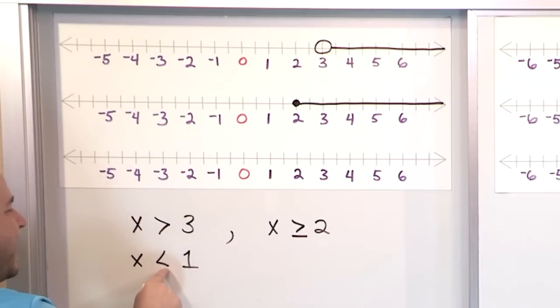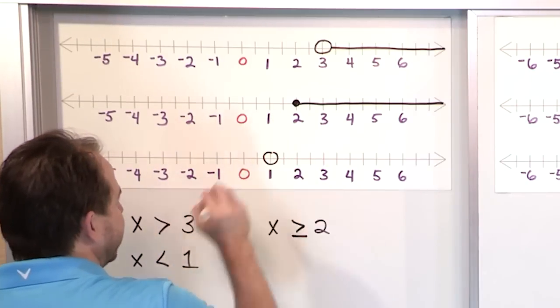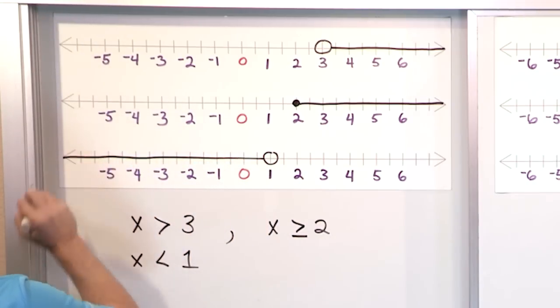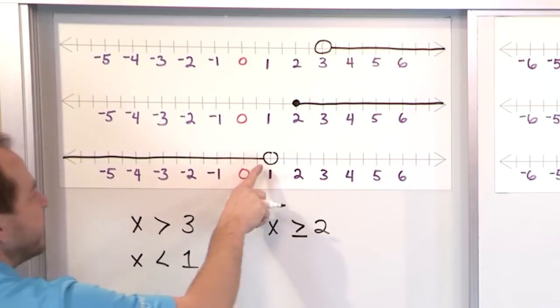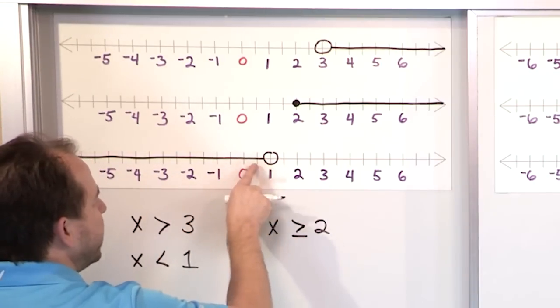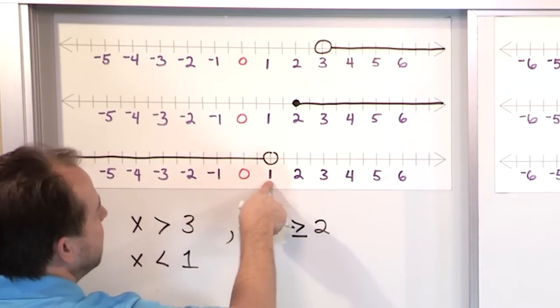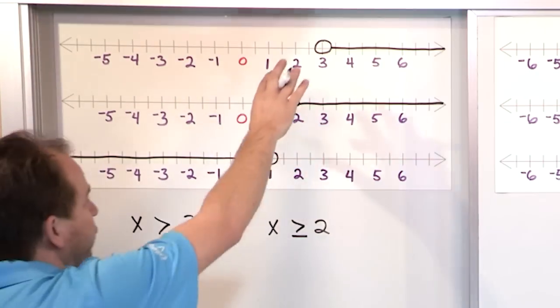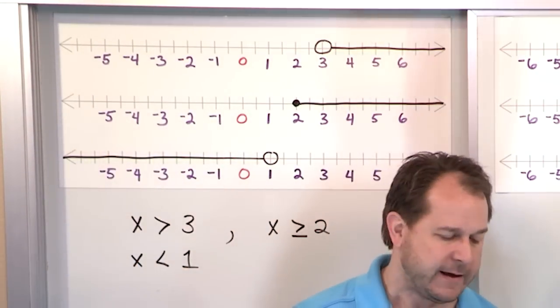It's less than, but it's not equal to 1, so we put an open circle here, and we shade everything to the left. All of these numbers. So all of these negative numbers, and also the numbers between 0 and 1 here, but of course not including the number 1 itself because it's an open circle like this. So open circle versus closed circle is very important there.